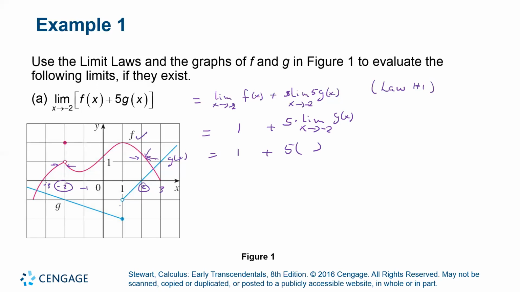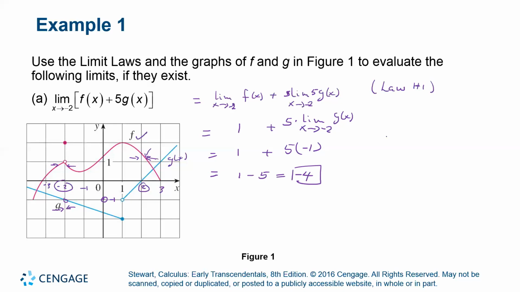Let's look at the g. If you're approaching -2 from the right, it is this y value, which is what? -1 here. So this is -1. And if you're approaching -2 from the left, it is also the same, -1. So this is basically -1. Therefore, this is 1 minus 5. So the answer is what? -4.